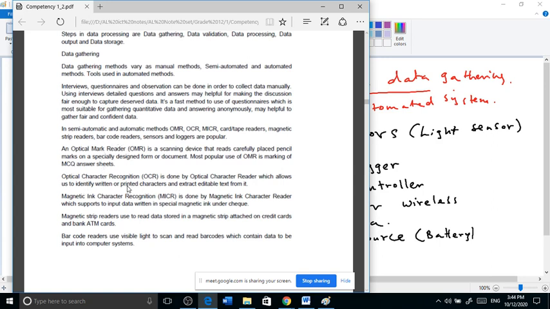Optical character recognition means what? That is the process. Optical character recognition is done by an optical character reader, that is the machine, which allows us to identify written or printed characters and extract editable text format from it.